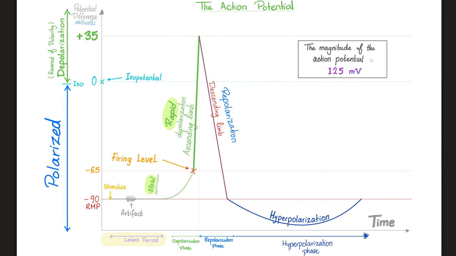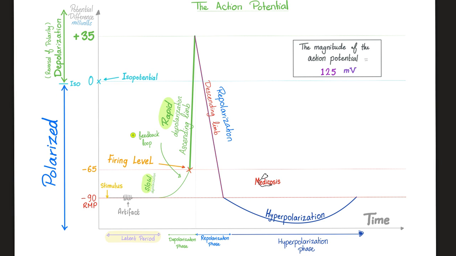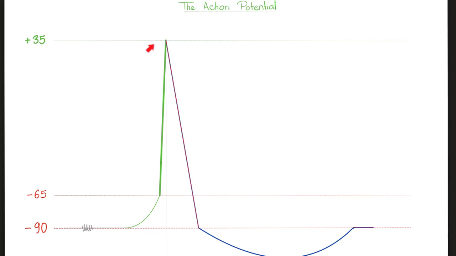Between the stimulus and the response is the latent period. This is polarized. This is reversal of polarity. Hashtag depolarization. Pause and review and use your imagination.